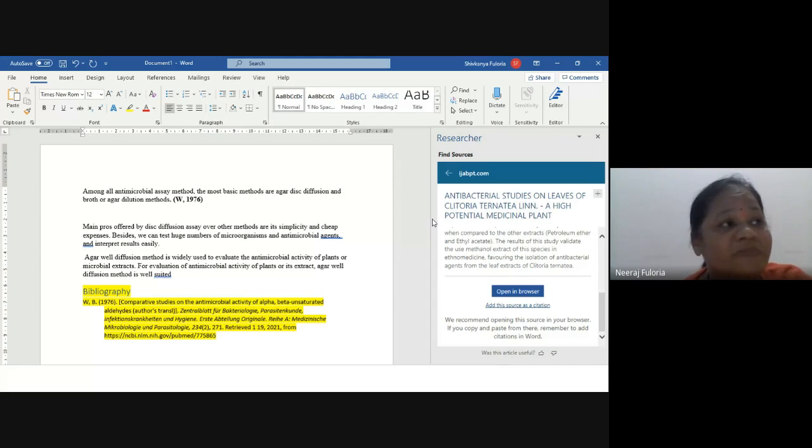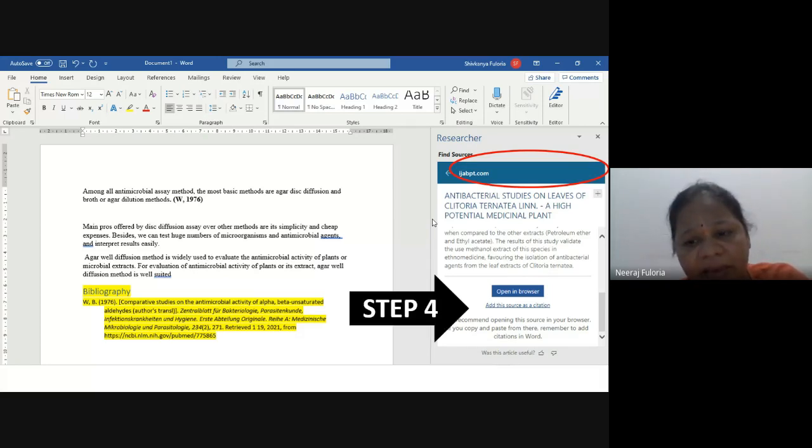I have not specified what kind of plant or which family or what kind of research I want. I just want to show you that for that purpose only I put it here. So you can see here I got the information, I got the source where it is from, and I just need to add the source as a citation. Okay, if it is relevant to my paper or my thesis, you can add it as a citation.